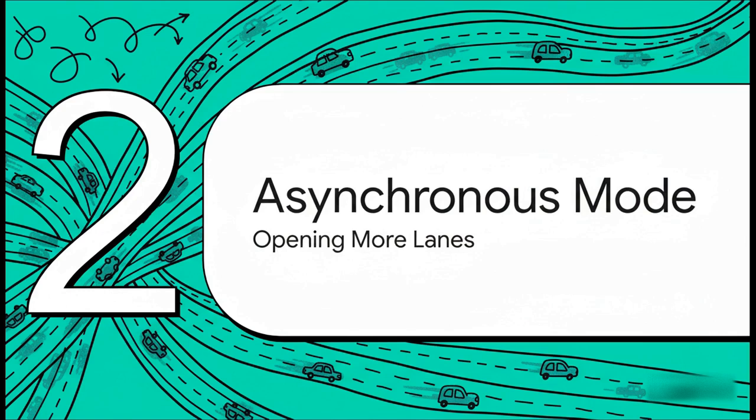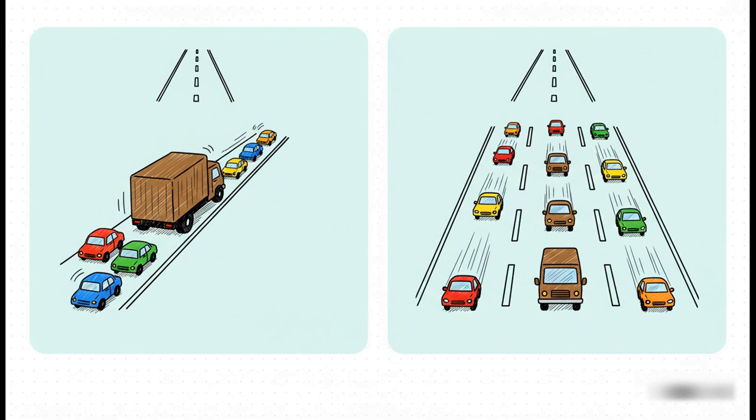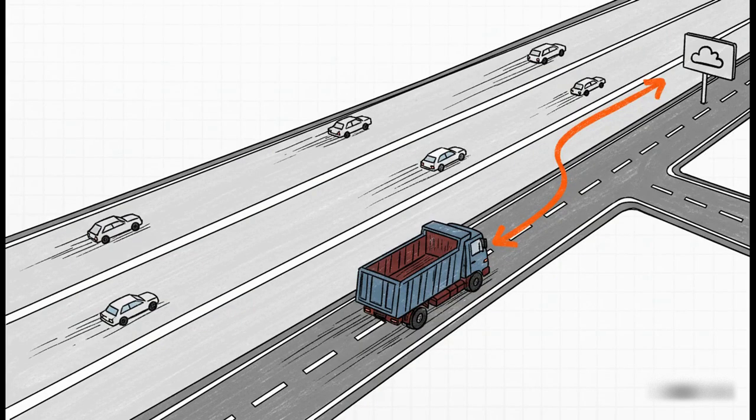We're going to open up some more lanes with asynchronous mode. And here's where things get interesting. Look at this comparison. On one side, you have that single lane where one slow car ruins it for everybody. But on the other, we've got a multi-lane highway. Now, even if one car is slow, traffic just keeps flowing in the other lanes. It just works.